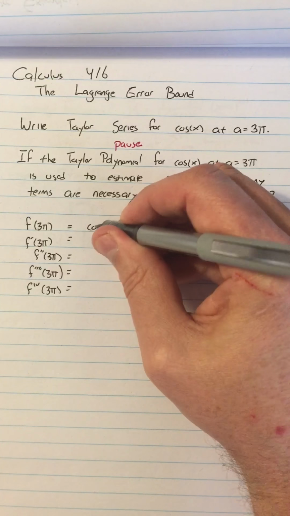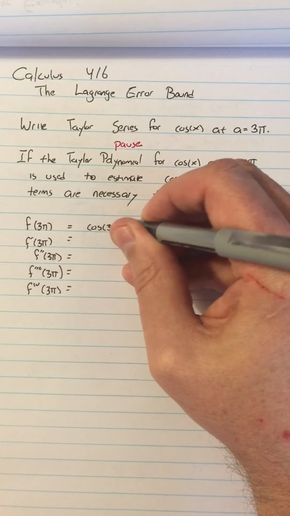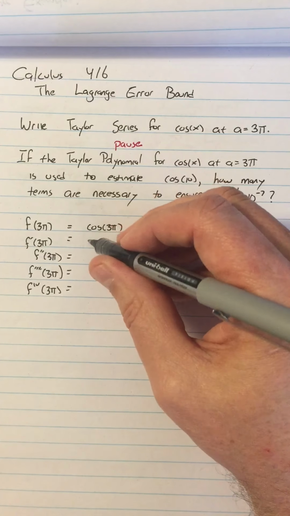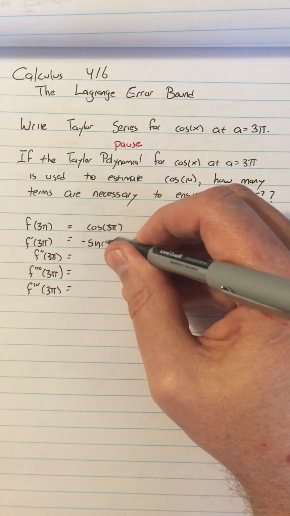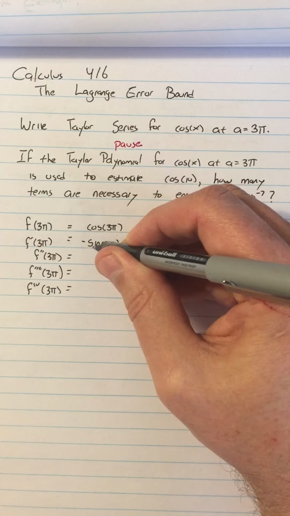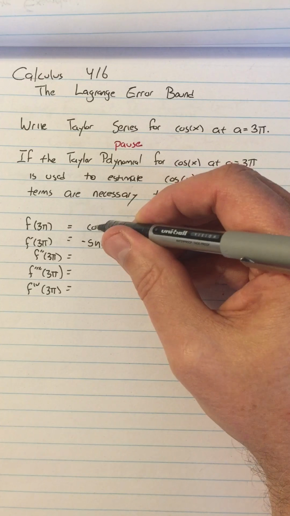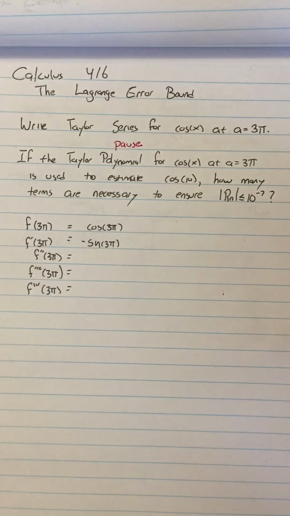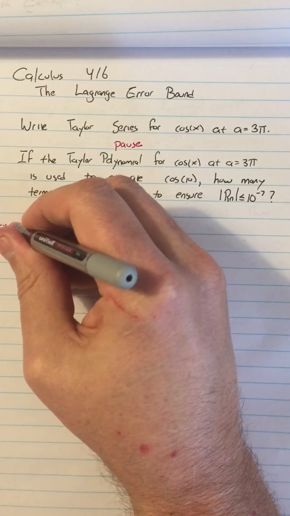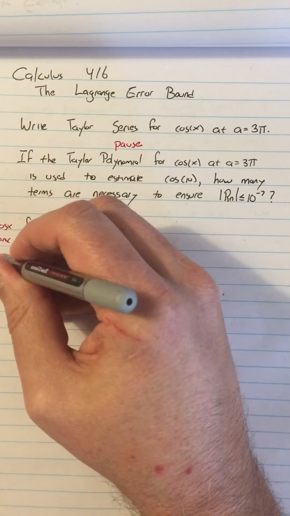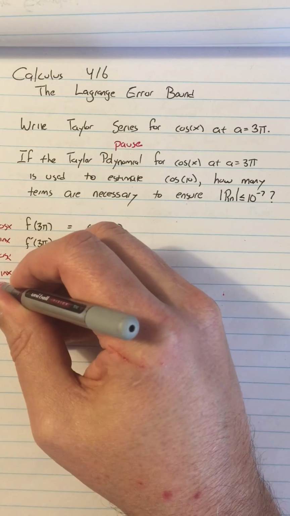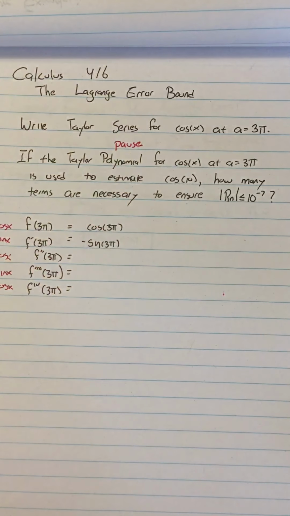So this is going to be cosine of 3 pi, because we're estimating cosine of x, and the 3 pi is just the a. Then negative sine of 3 pi, because the derivative of cosine is negative sine. Remember, I'm not doing the derivative of cosine of 3 pi, because that would be 0. I'm doing the derivative of the cosine of x. So if you want to track the functions, this is cosine x, negative sine x, negative cosine x, sine x, and back to cosine x. Those are the functions we're using, and we're just plugging the 3 pi into them.